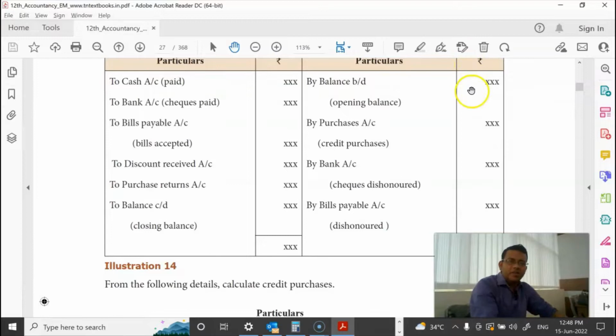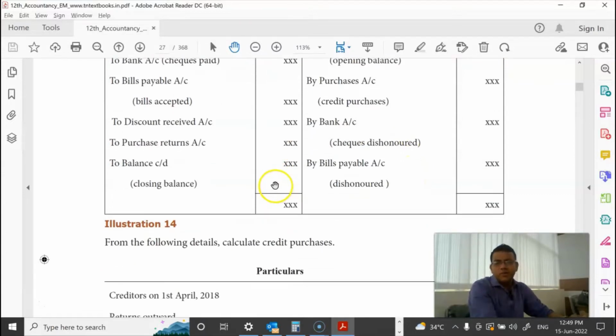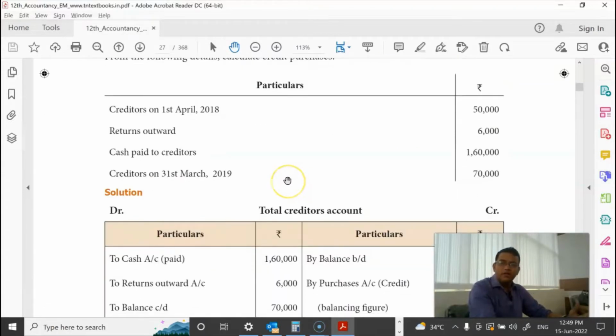So again, I'll repeat very quickly. You have the opening balances, you have credit purchases, which should be mostly the balancing figure. Then against this credit purchase only, you make cash payments. You make cash payment, you make check payment, you get discount, you will have purchase returns. Then you have bills payable, which are the accepted bills, and those bills might be dishonored. So bills payable dishonored, and the closing balance.